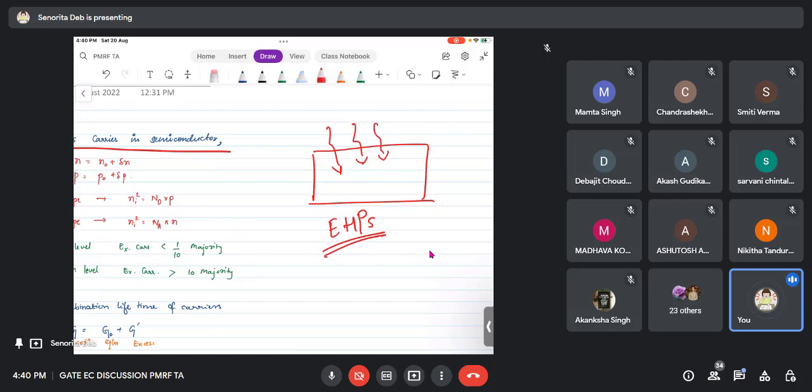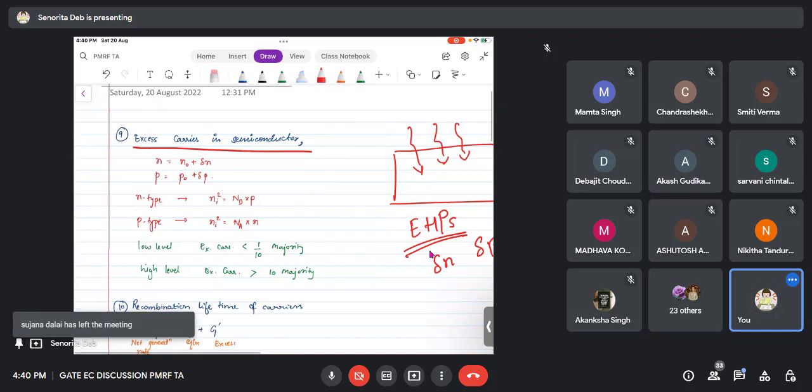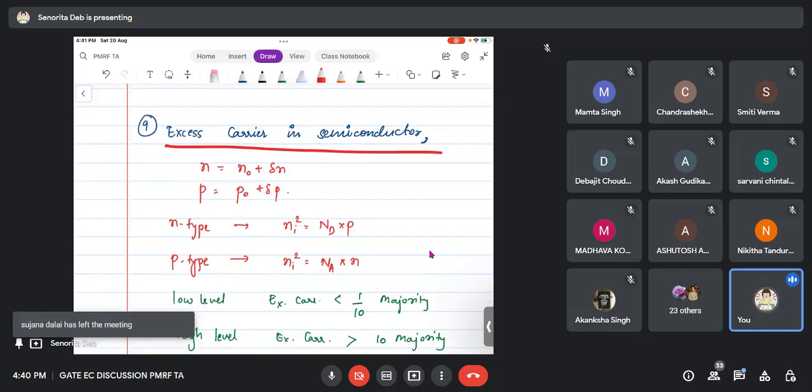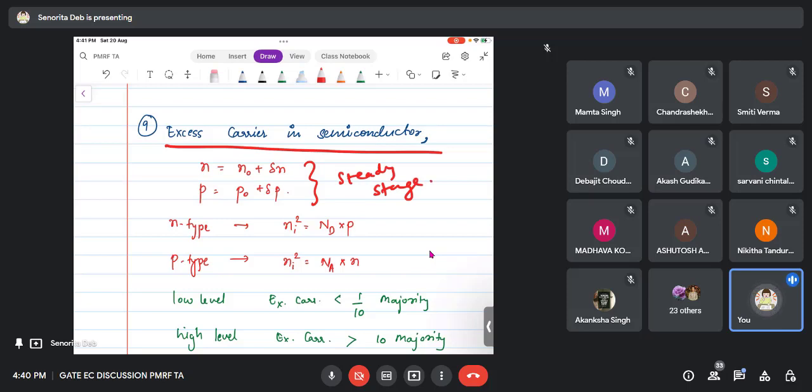Now when they get generated, there is an increase in the number of electrons and there is an increase in the number of holes. So delta N is the increase for electrons, delta P is the increase for holes. So what is the total number of electrons and holes after the steady state is reached? This is at steady state. This is the total number. N naught, P naught was the earlier number, right?